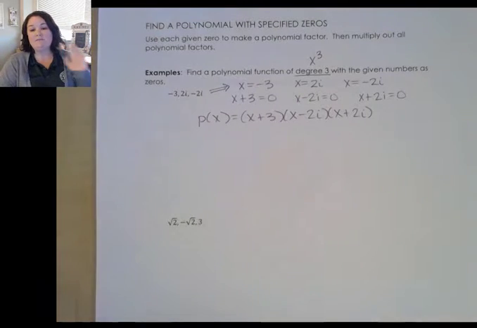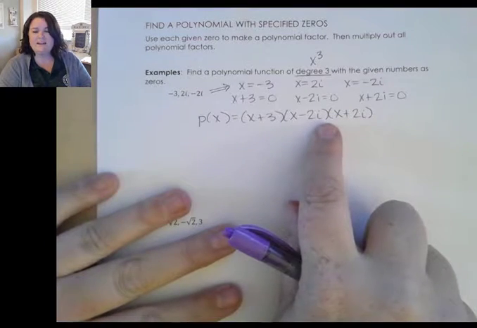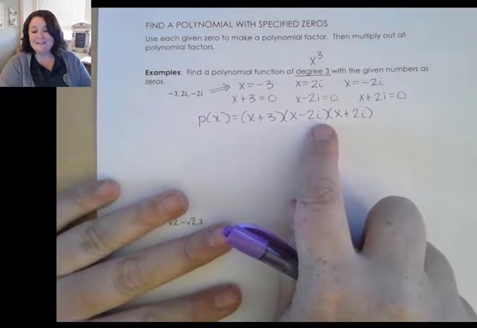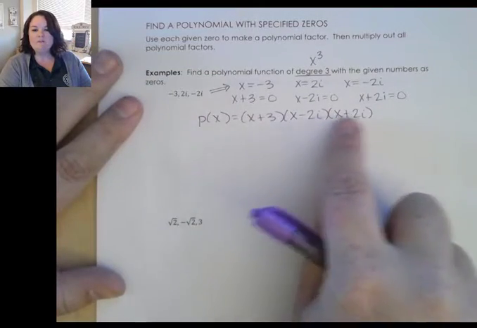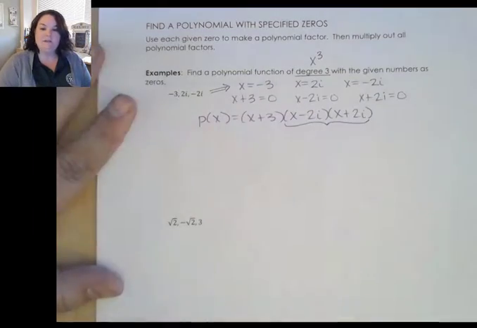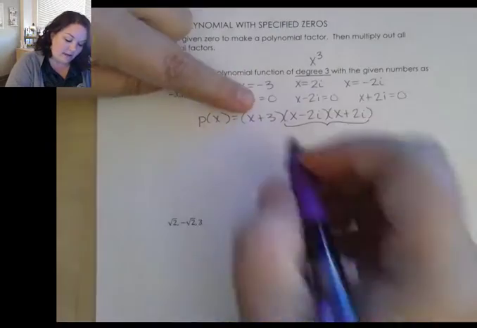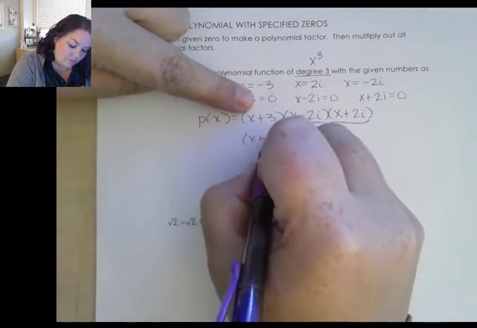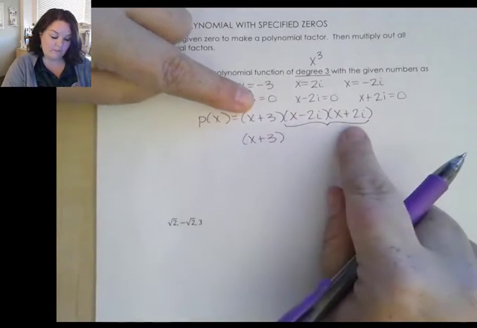If they want us to find the polynomial, all we have to do now is multiply it out. Anytime you have factors with nasty things in them, like in this case we have i's, and in the next one we're going to have radicals, always multiply out the two that are the grossest looking first, because usually that will take care of the nastiness. We still have this factor, x plus 3, and we're going to multiply that by whatever we get when we distribute this.